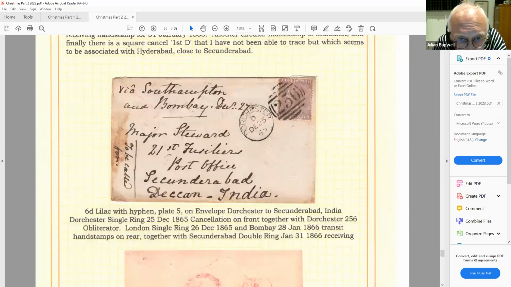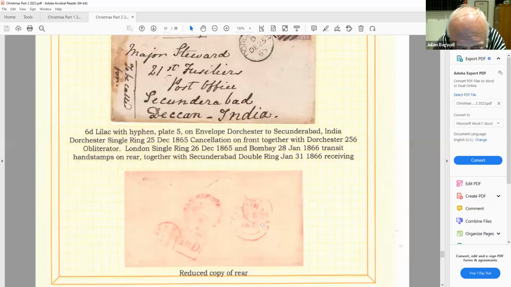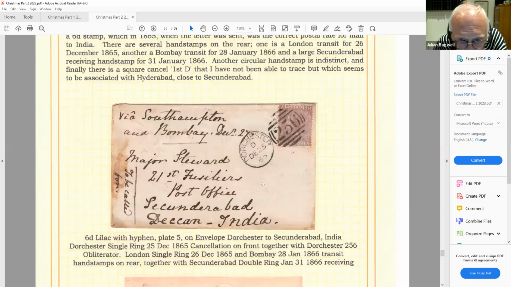this one with a sixpenny stamp on it and a Dorchester cancel for December the 25th, addressed to a major in Secunderabad in India. On the back, these are rather faint, but there's a London single ring cancel on a Bombay 26th of January 1866 transit. And this one is a Secunderabad double ring receiving hand stamp for January the 31st. So it took about 6 weeks to get from London to the addressee.